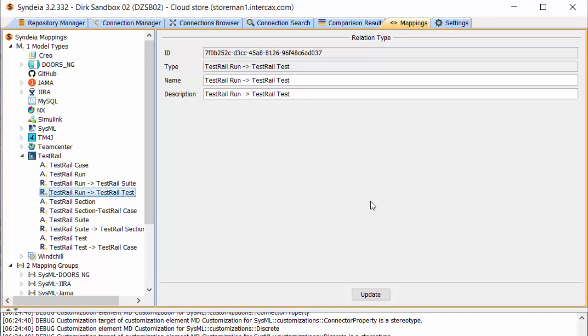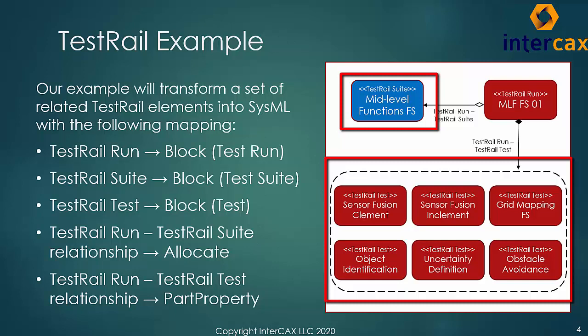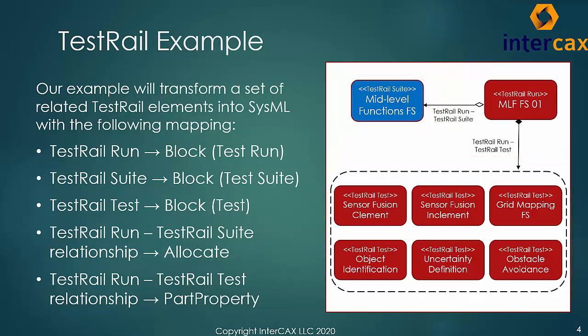Now all of the artifact and relation types on both the SysML side and the TestRail side are available to build a custom mapping for TestRail Run to SysML. However, Syndeia will also need to generate SysML elements at the end of the relations from TestRail Run, and we need to make sure that there is no ambiguity about these, what Syndeia calls related mappings.